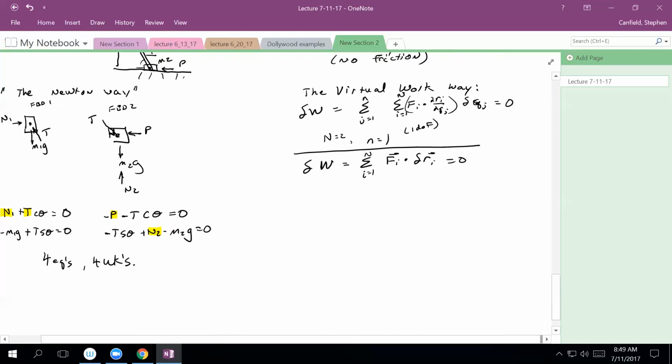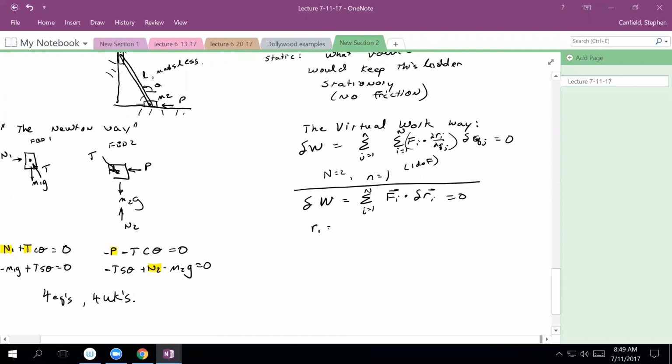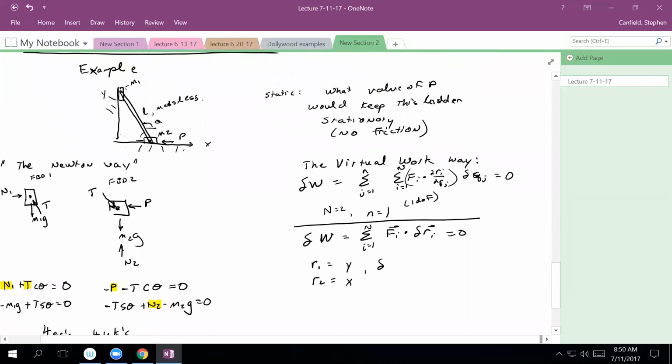So I need two r sub I's. I've got an r sub 1 and an r sub 2. Let's just say that this guy is located out here. This is some x and that's some y. So my r sub 1 is located at just y up here, some distance y, and my r sub 2 is x. I need directions, don't I? So let's call this my x, the n1 direction, and that's my y, the n2 direction. So it'd be y in the n2 and x in the n1.